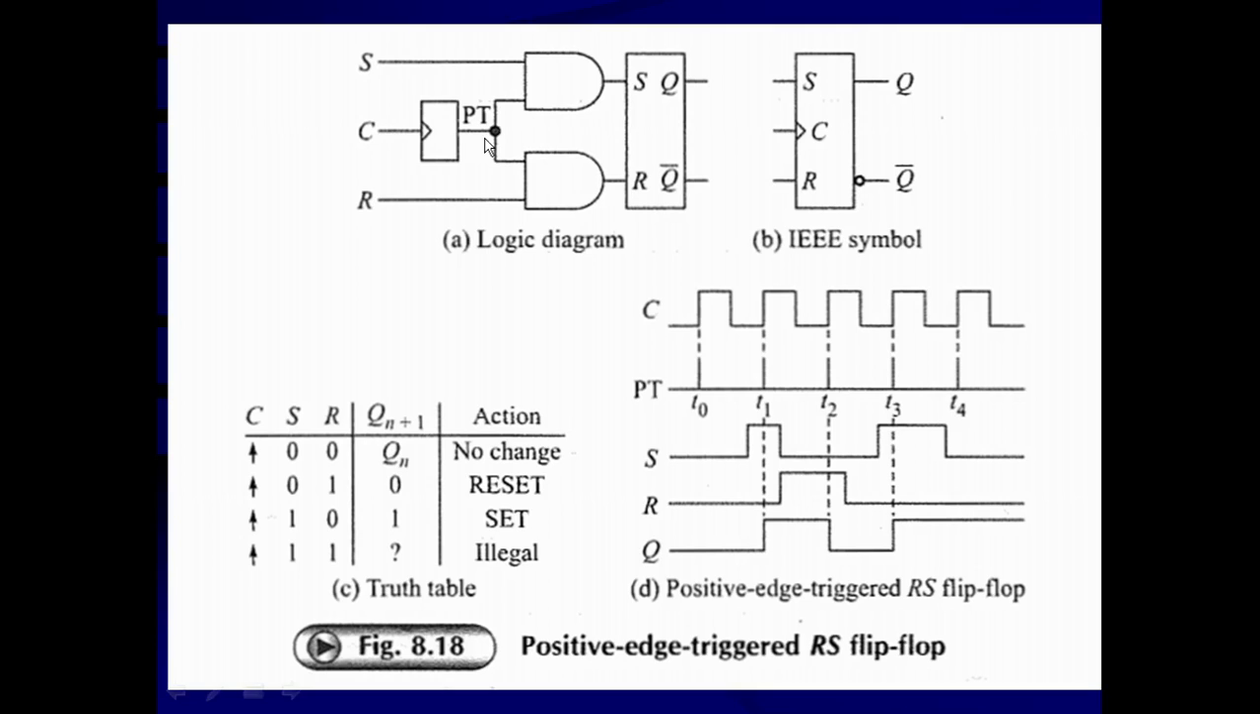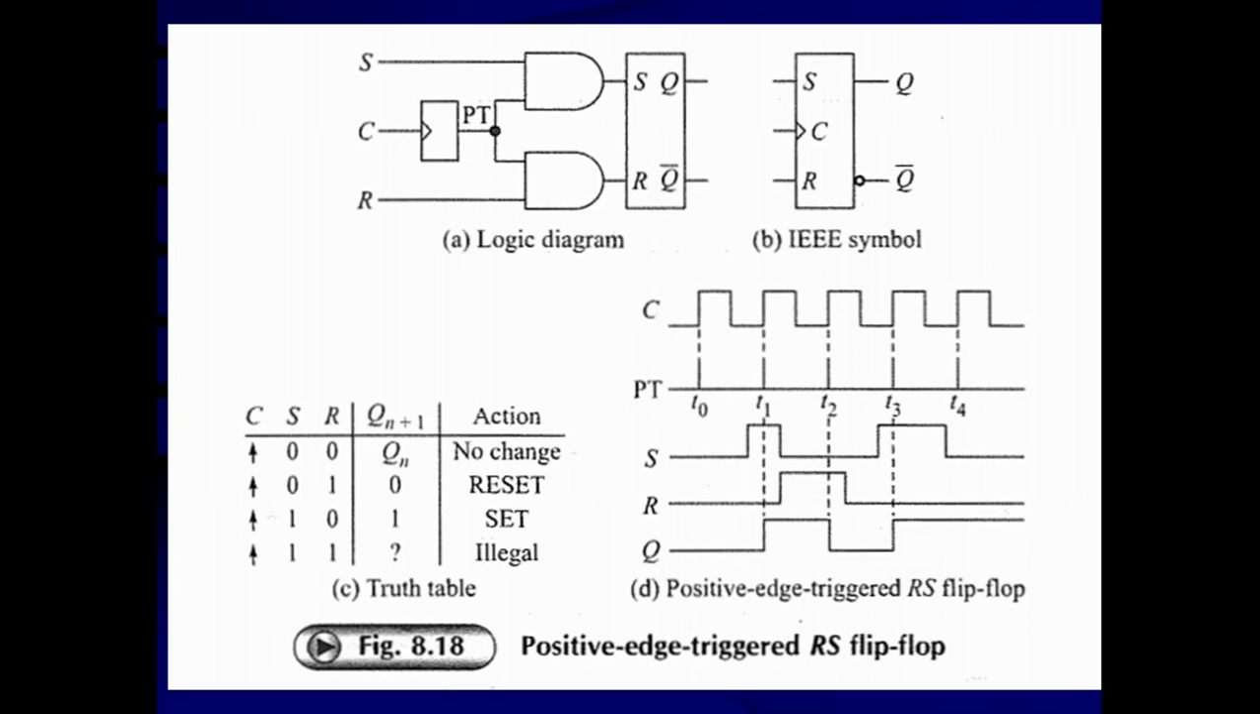And prior to that, if a positive pulse forming circuit is introduced, that means the clock pulse is given to the positive pulse forming circuit, and the output of that one is connected to the common input of both the AND gates. Then this is converted into a positive edge triggered RS flip-flop. Similarly, if instead of the positive pulse forming circuit, a negative pulse forming circuit is connected, then this flip-flop becomes a negative edge triggered clock RS flip-flop.